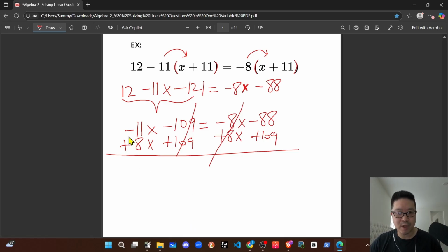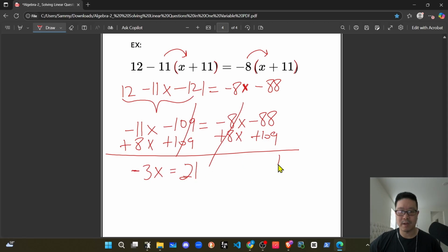On the left side, we have negative 11x and positive 8x. When we combine those like terms, we get negative 3x. So one thing you need to know or have mastered by now is combining like terms. If you don't know how to combine like terms, you're going to have trouble solving for the unknown variables in this case. So on the left side, we have negative 3x. On the right side, we have negative 88 and positive 109, which is going to be 21.